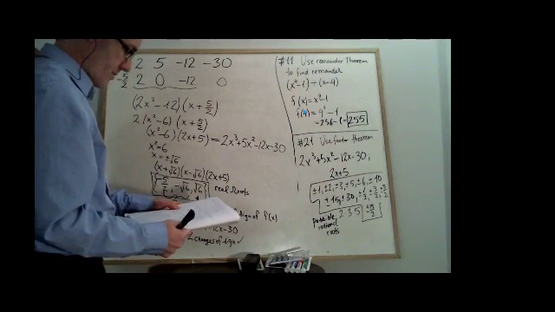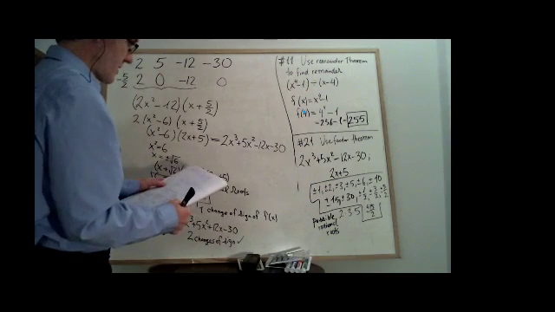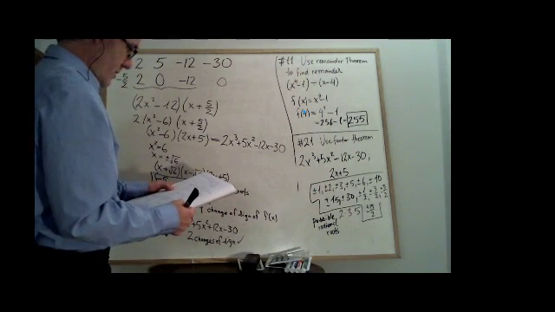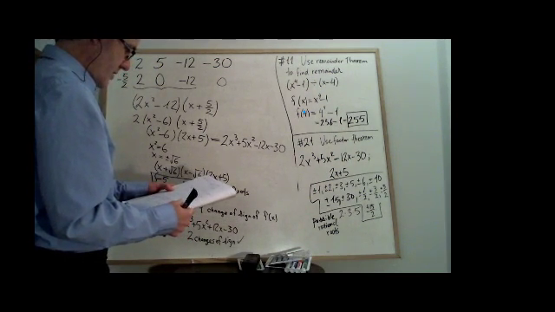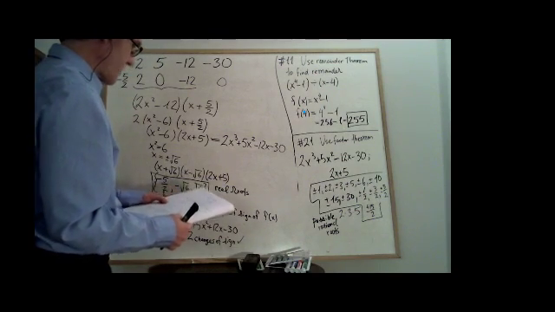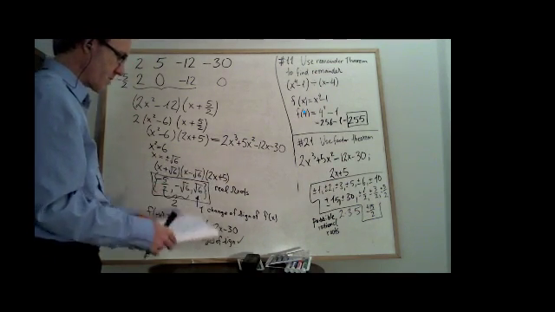All right. Now what is the next one we're doing? 21 and then 22. Use the rational zero theorem to find all the real zeros.